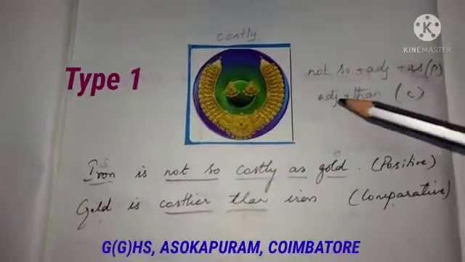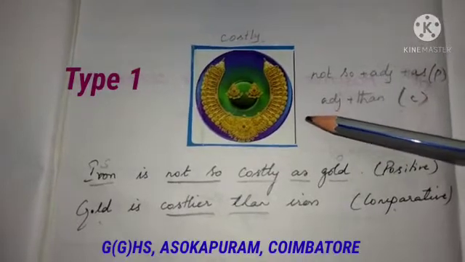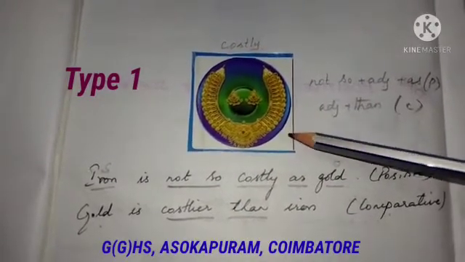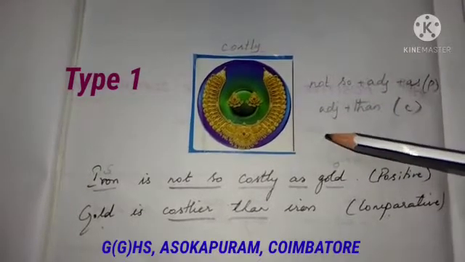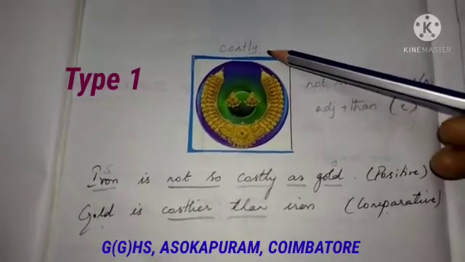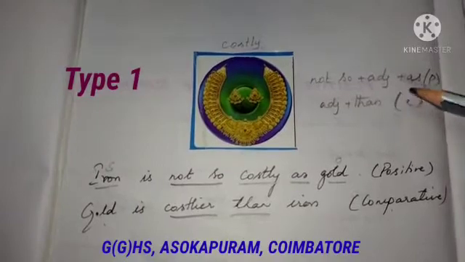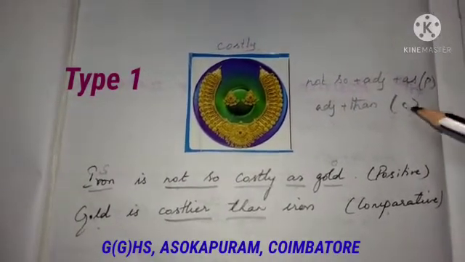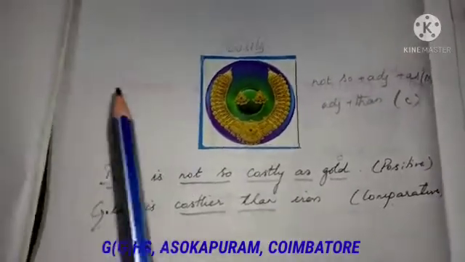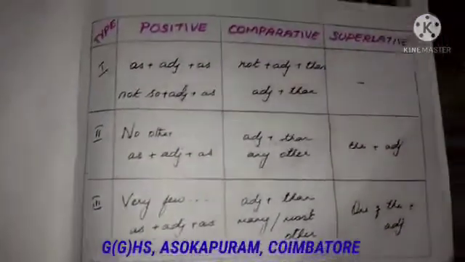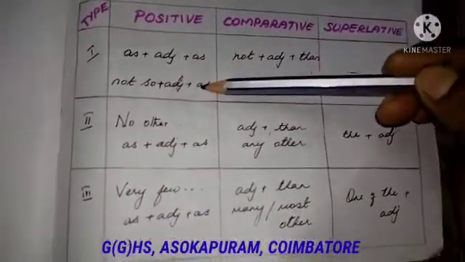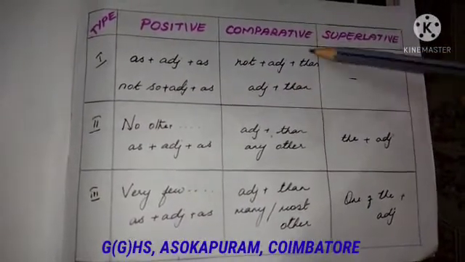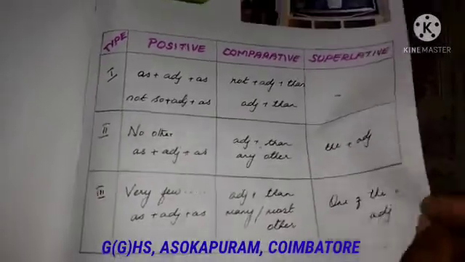Now coming to the second picture, what do you see? It's a gold ornament. Okay. Suppose I am going to compare this gold with iron using the adjective costly. What happens in type 1 is what we are going to see now. Under type 1, another formula is not so plus adjective plus as. That will be changed to adjective plus than in comparative degree. Okay.